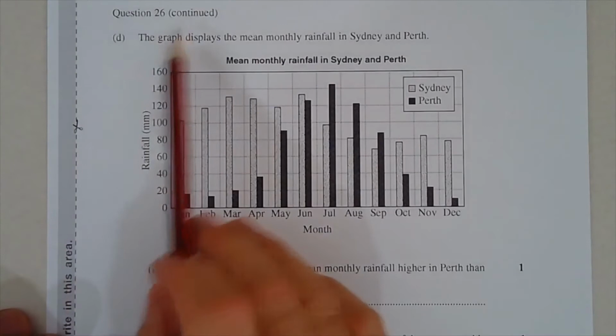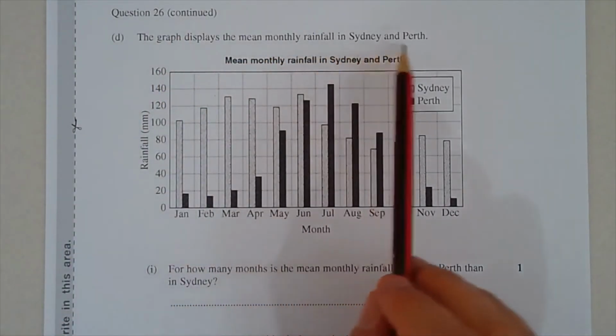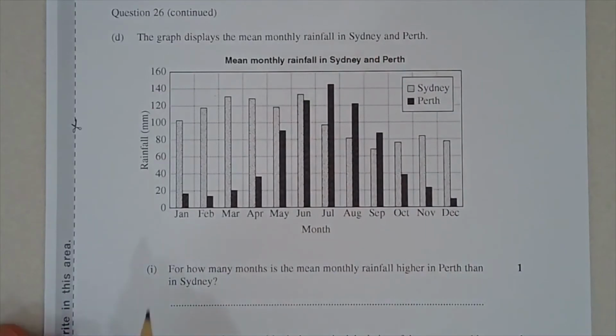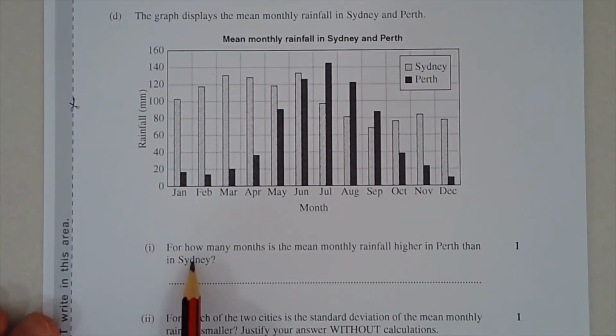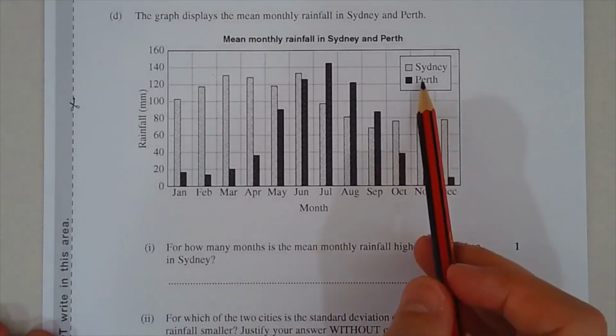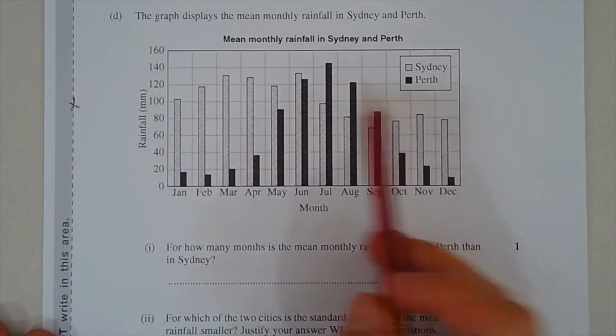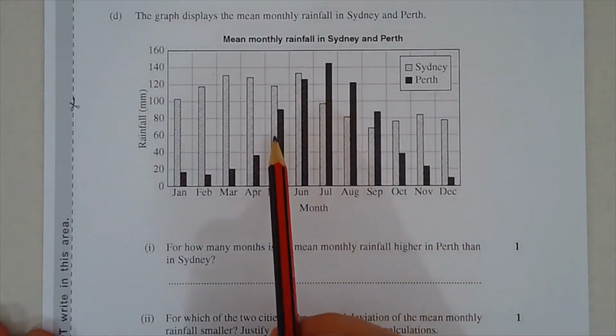Question 26D. The graph displays the mean monthly rainfall in Sydney and Perth. So part 1. For how many months is the mean monthly rainfall higher in Perth than in Sydney? So we'll look for the bar that represents Perth. We'll look for the months where the bar that represents Perth is higher than the bar that represents Sydney.